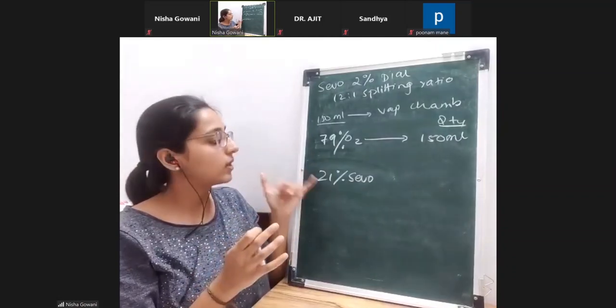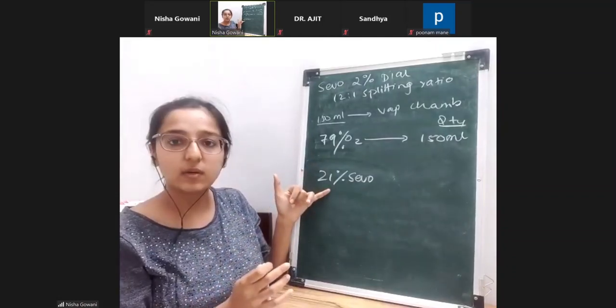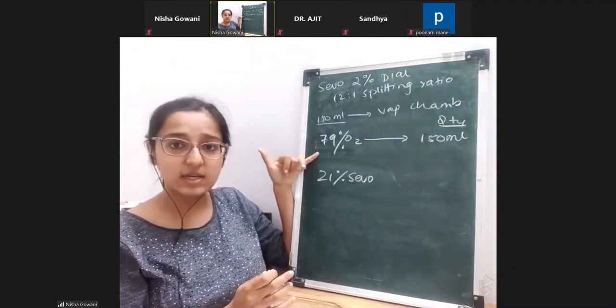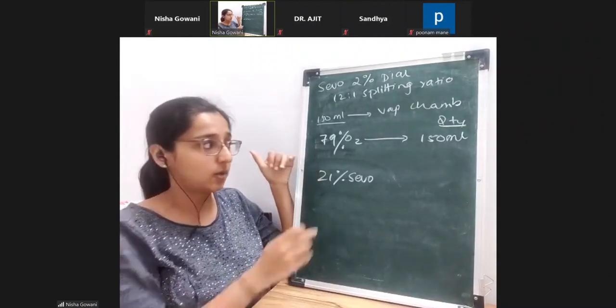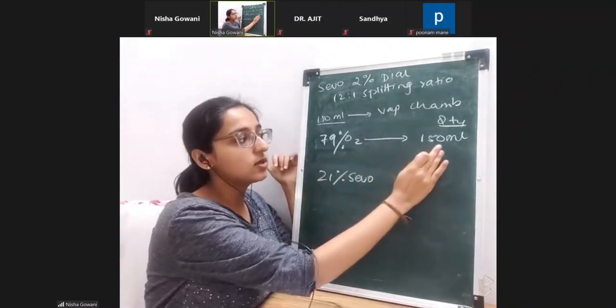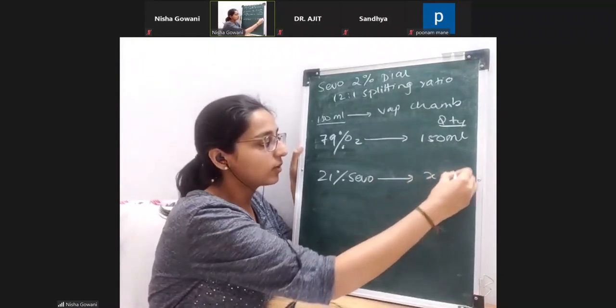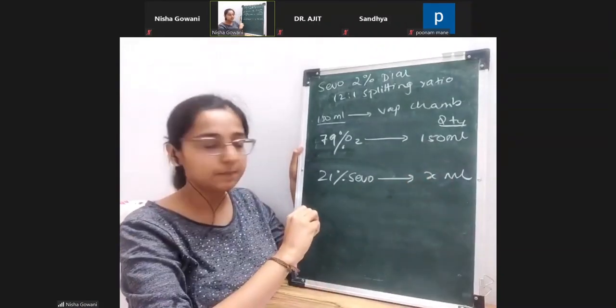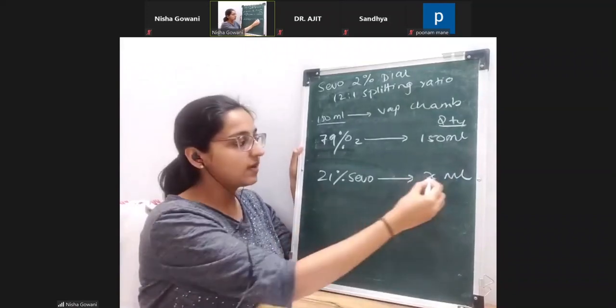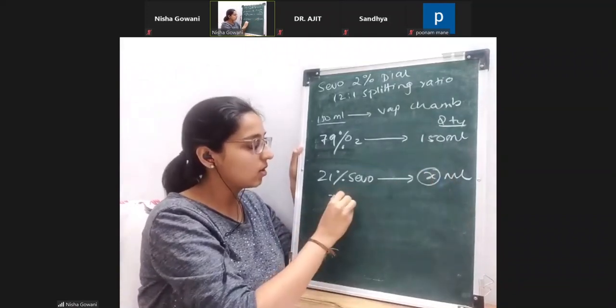It's got diluted. So now there's 21% sevoflurane within the vaporizing chamber, and there is 79% oxygen within the vaporizing chamber. That 79% oxygen quantity is how much? 150 ml. How much is the quantity of sevoflurane in ml? All right, that is what we need to know. So when we calculate this for X, what do we get?